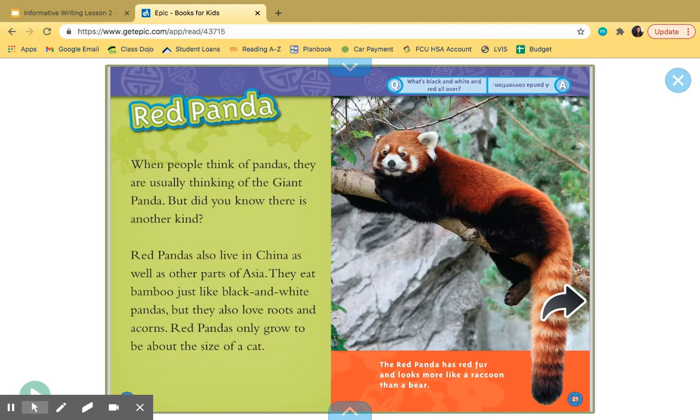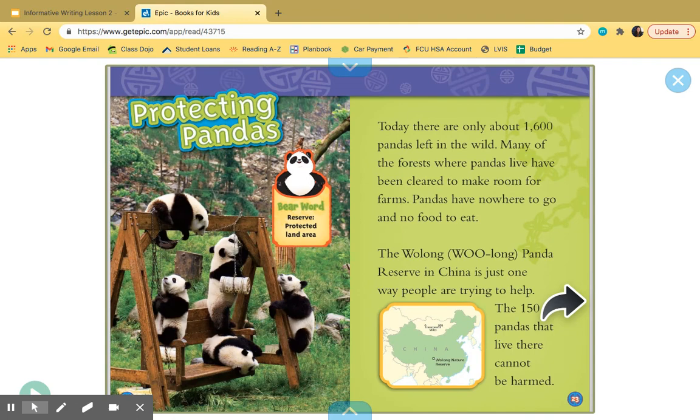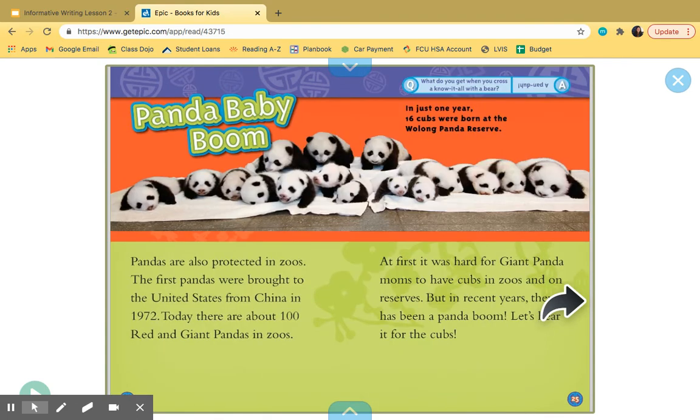Here is a picture of a red panda, and this page is also called Red Pandas, so this must tell us all about red pandas. This page says protecting pandas. Here we see a lot of baby panda cubs. This must be about baby pandas again.